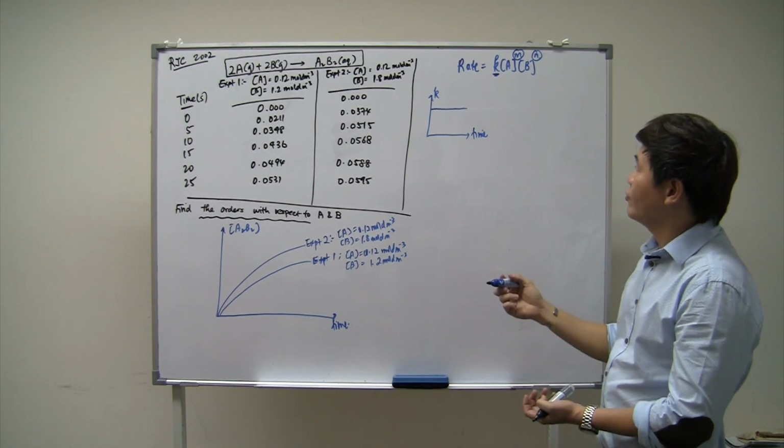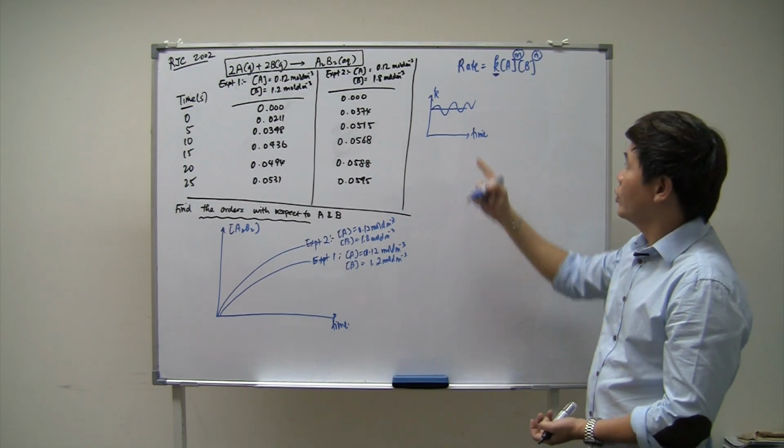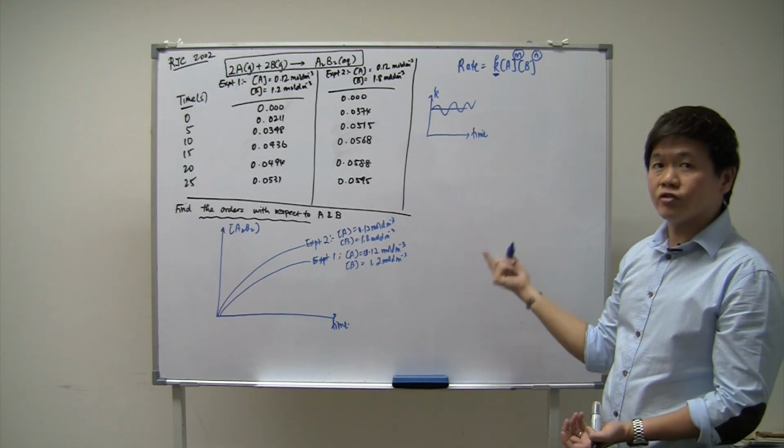If you have a rate constant fluctuating with time, and you try to find the rate constant for a particular reaction, we're not going to find the actual rate constant, we're just going to find an average rate constant.